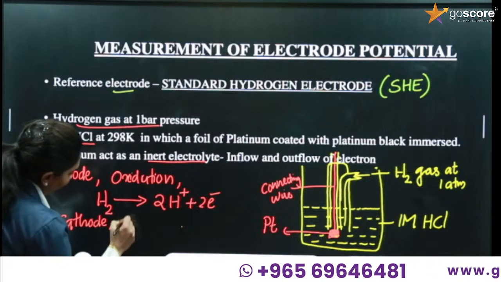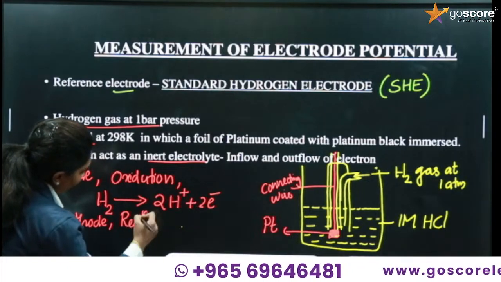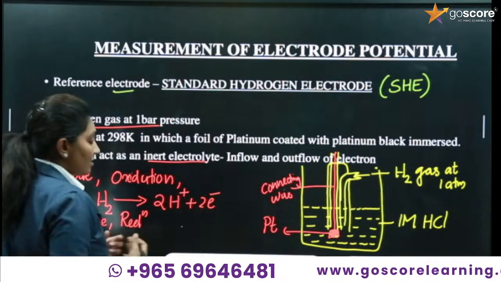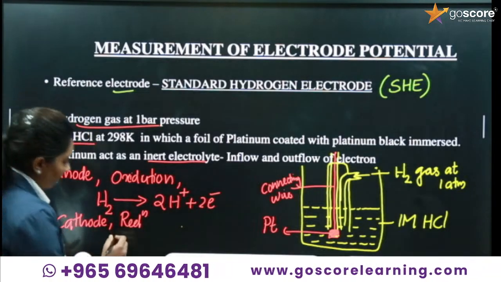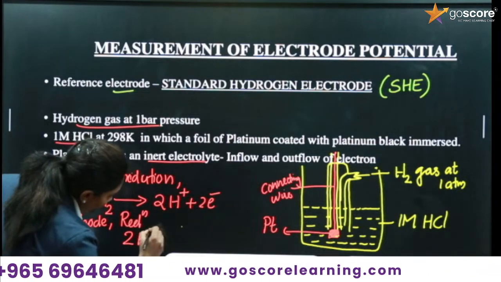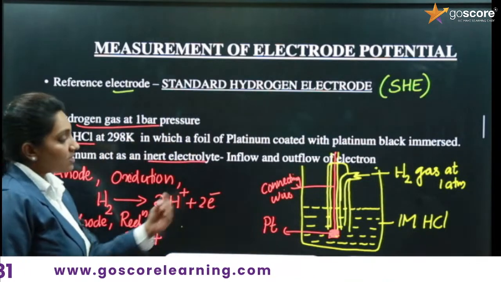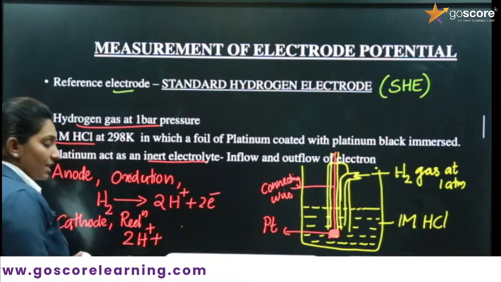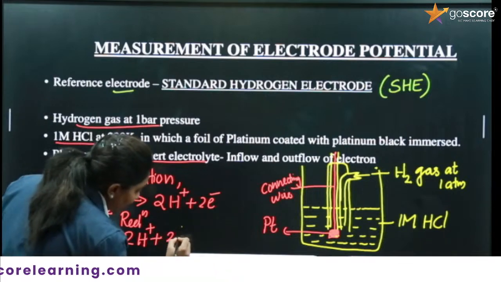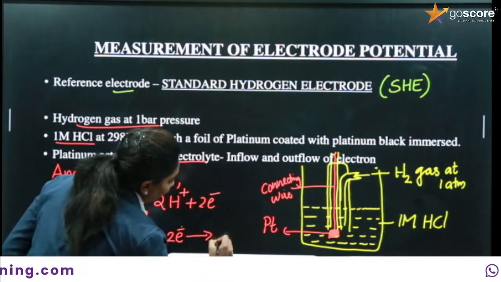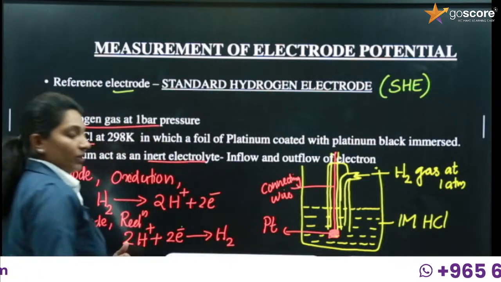At cathode what happens? The reduction reaction, right? Reduction means gaining of electron, where the 2H plus ions is from this HCl. From this 1 molar HCl, the 2H plus ions will be accepting 2 electrons and converting into H2 gas.